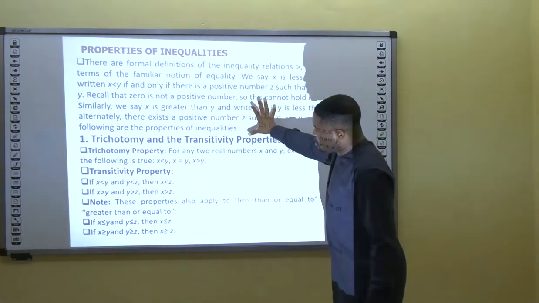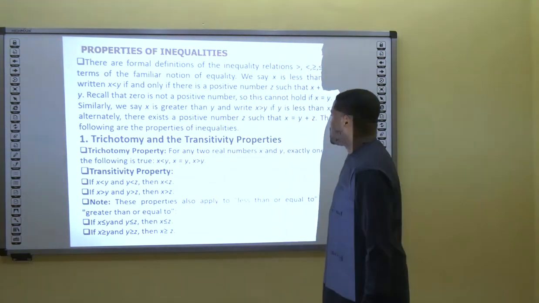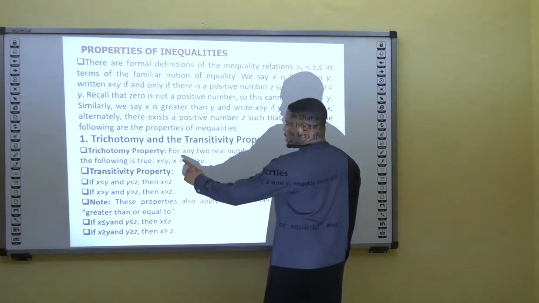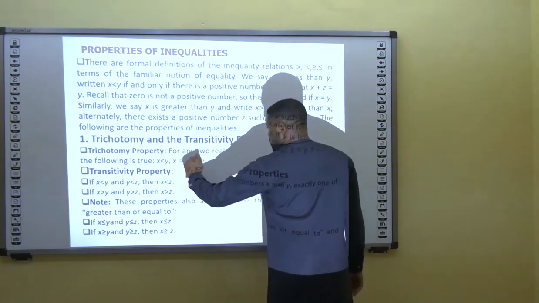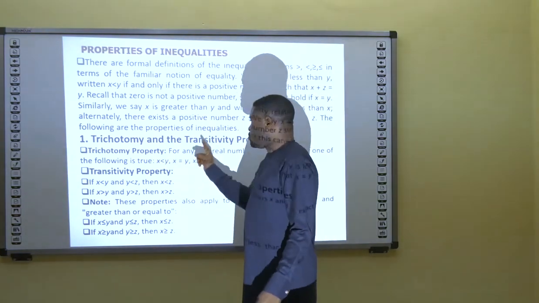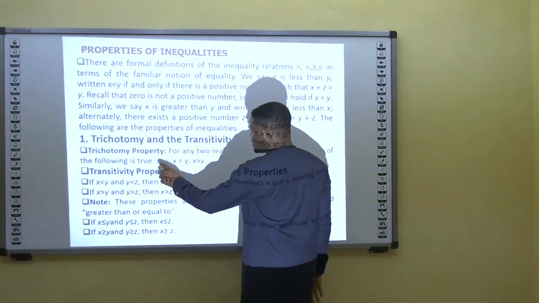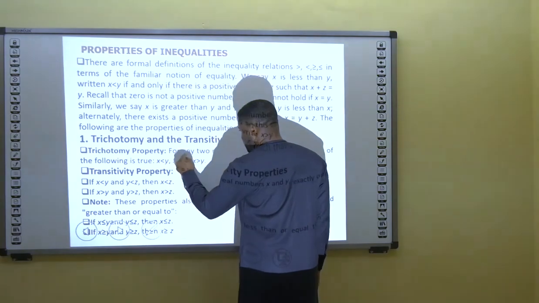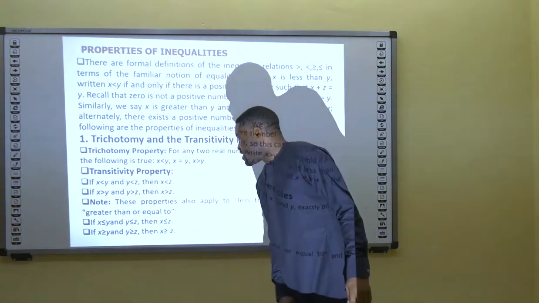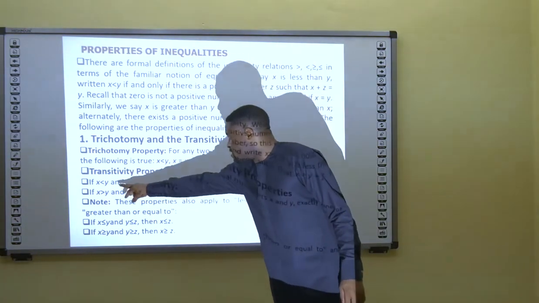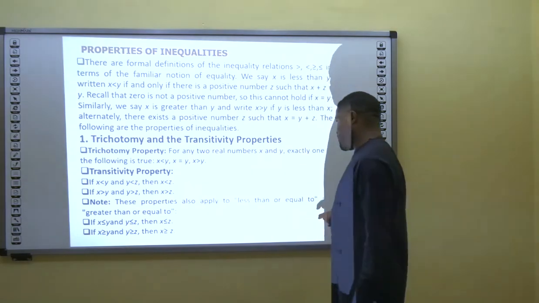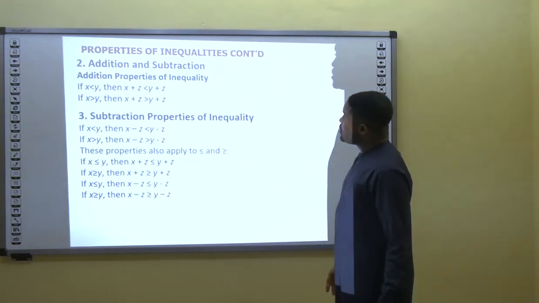So we have properties of inequality, as a trichotomy and the transitivity properties. Trichotomy properties: when you say x is less than y, then x is equal to y, then x is greater than y. These are the only three situations you must find in this relationship, because at this point x is less than y, and at this point x is equal to y, and at that point x is greater than y. So the transitivity property is there. So these are properties that are of importance to anybody, any economy.